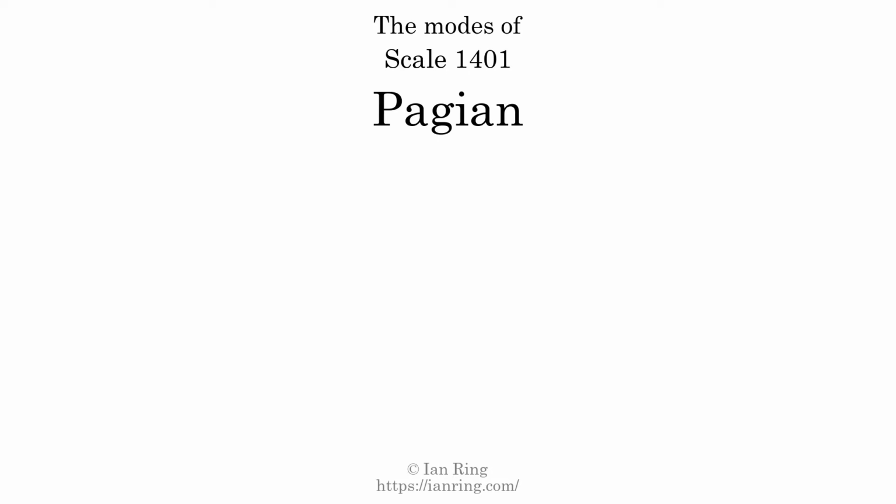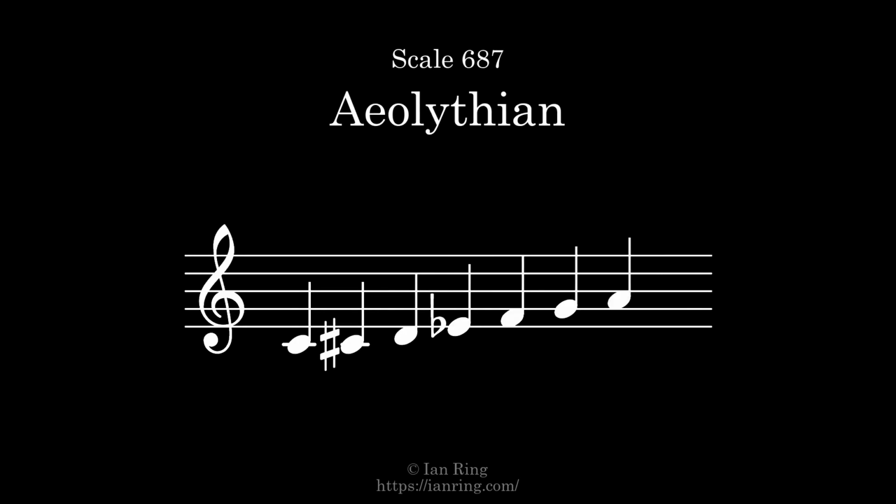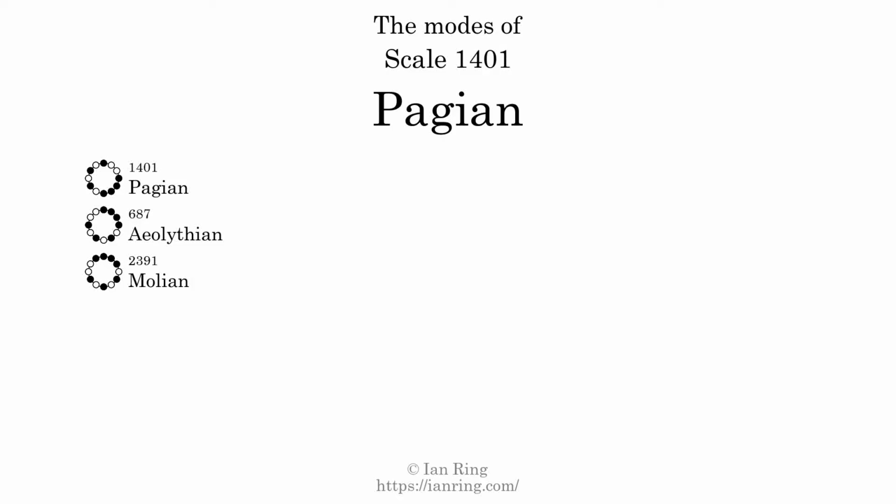This scale has 7 modes. The first mode is itself. The second mode is scale 687, also known as Aeolithian. It sounds like this. The third mode is scale 2391, also known as Molian. It sounds like this.